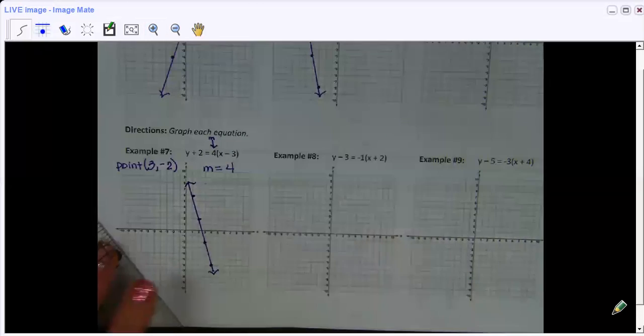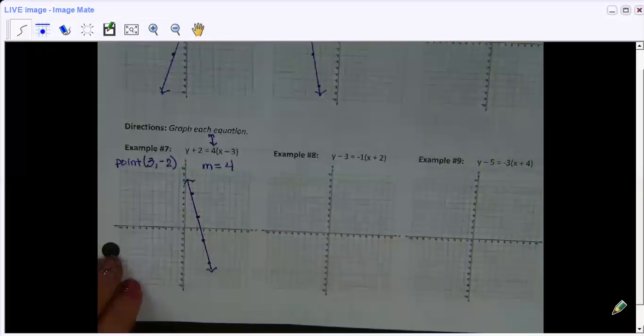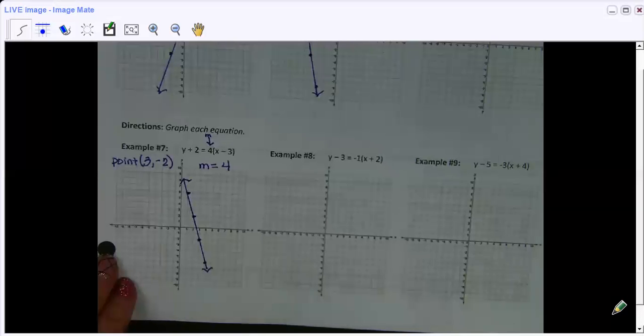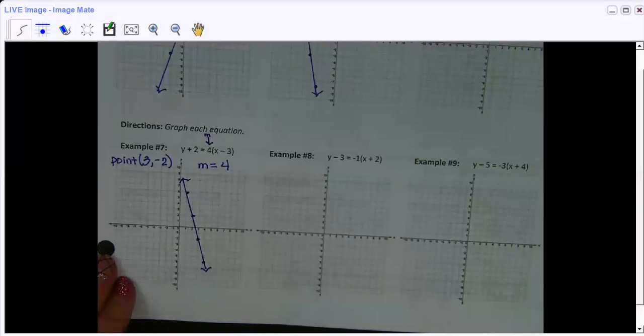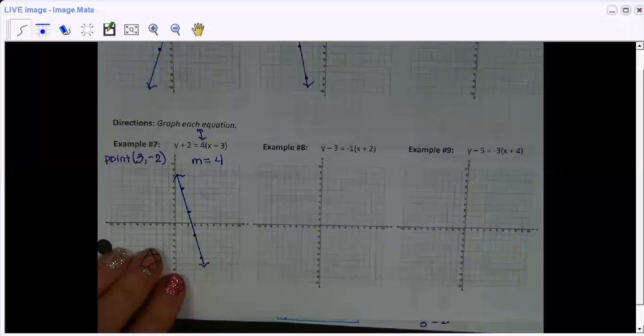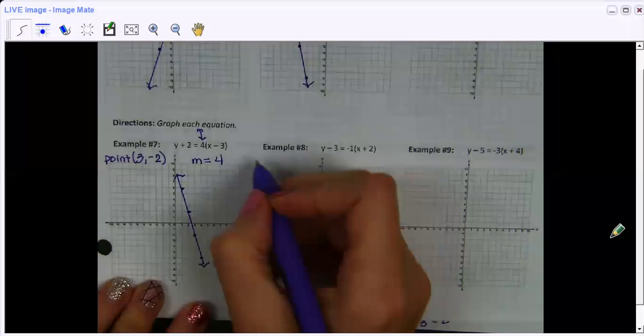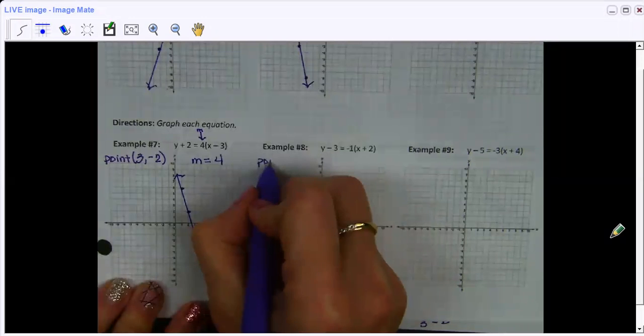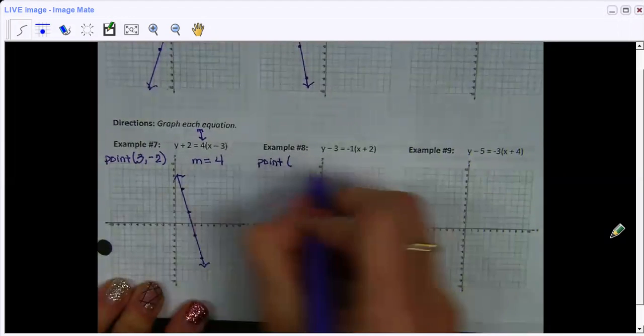All right, check your line and make sure that it's going in the right direction. Moving on to example 8, I want you to see if you could pull out the point and the slope on your own.